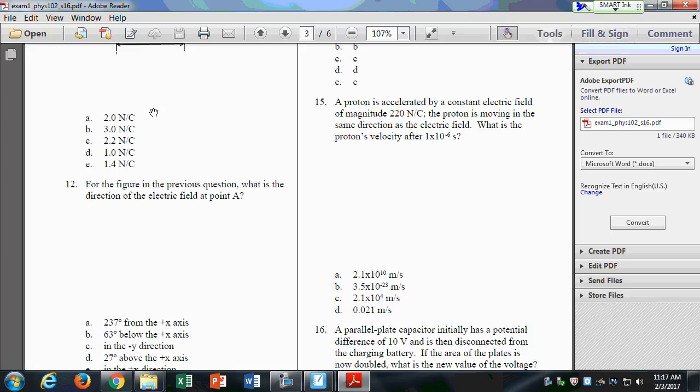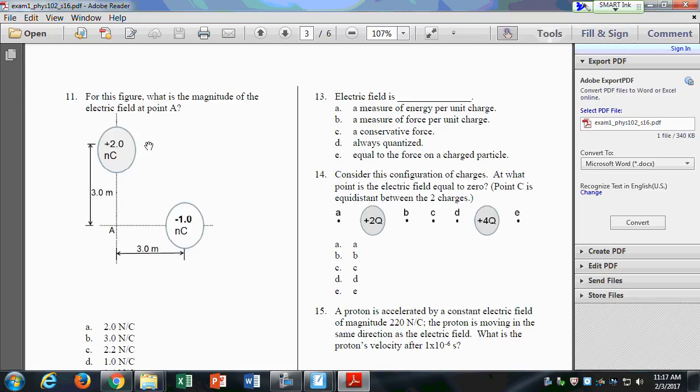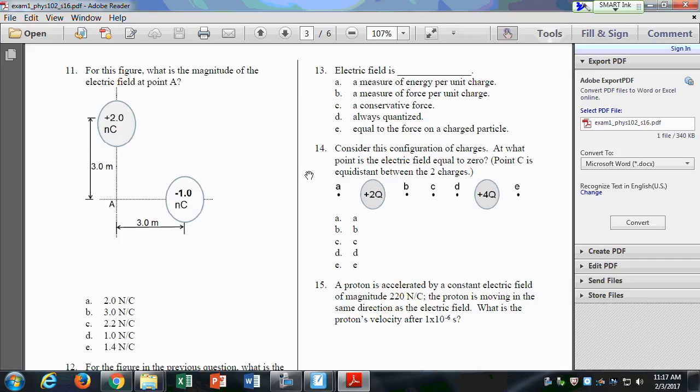All right, number 11. This one right here. Listen, you will have a 2D vector problem, so make sure you're up on that. For this figure, what is the magnitude of the electric field at point A? I imagine there's a positive particle there, and it will feel an attractive force towards there, and a repulsive force from the positive 2. And so my net electric field is going to be in this direction. I'm going to call this one E1, and I'll call this one E2.